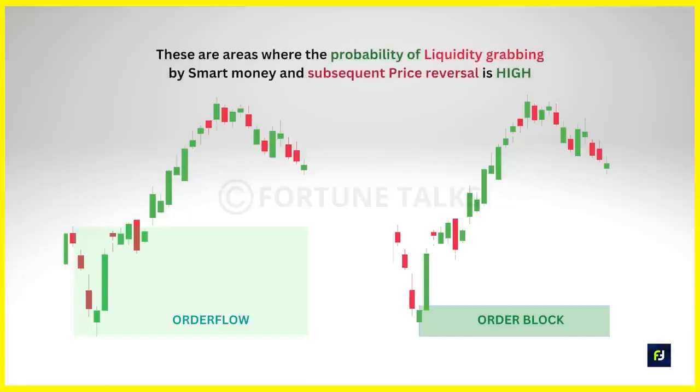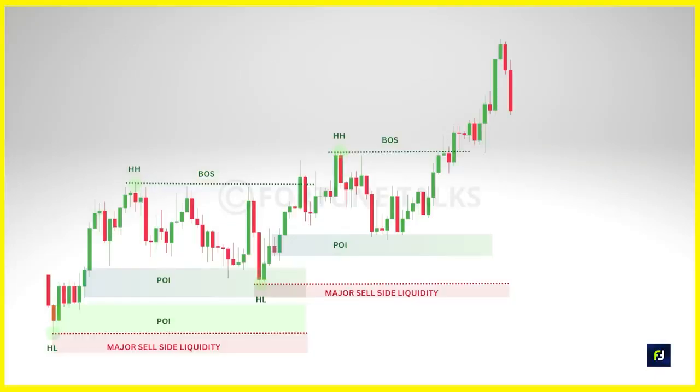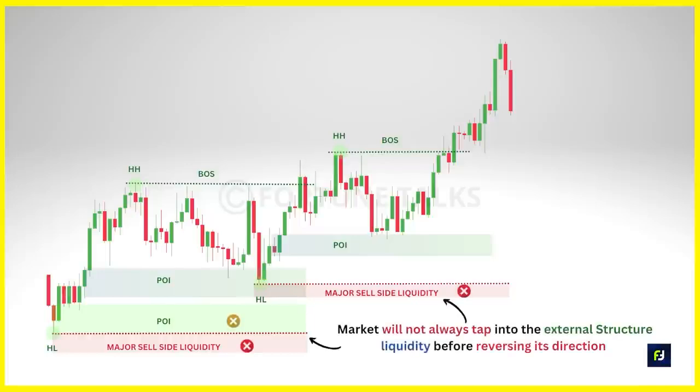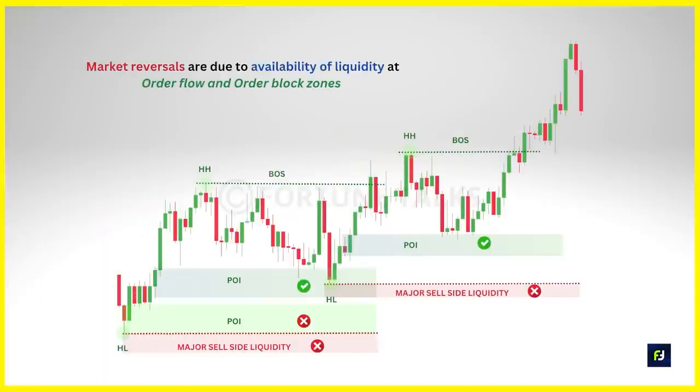So think of an order flow as that price move in the chart which to most extent reveals where the smart money hides their positions or where they are most likely to initiate their positions. If you have observed the flow of prices in the market structure, you will notice that the price will not always tap into the external structure before reversing its direction. The market might reverse even before that. This is due to the existence of order flows.